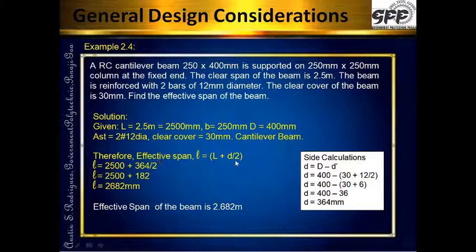We are substituting it in this, so that becomes 364 divided by 2. So L is equal to 2500 plus 364 divided by 2, which comes to 182. So we get the effective span as 2682 mm. So effective span of the beam is 2.682 meters. So that's how we do the calculation.